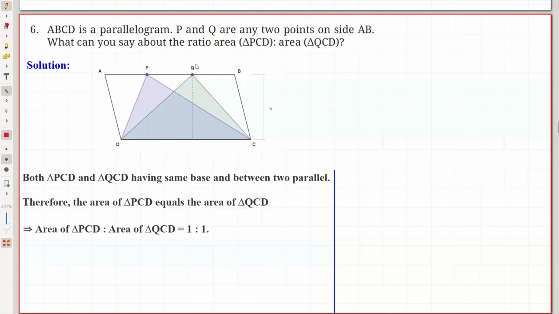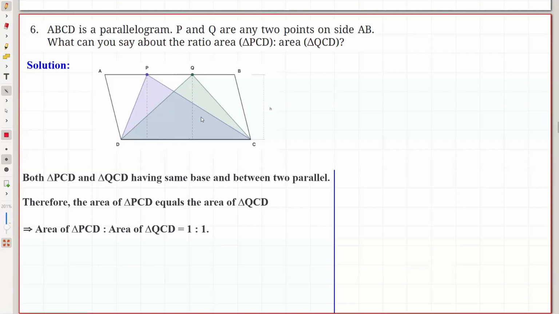So now they are asking about the ratio of the area of the triangle BCD, this triangle, to the area of the triangle QCD. So what is the ratio of these two triangle areas they are asking? For this you must know one thing. This is like a theorem.